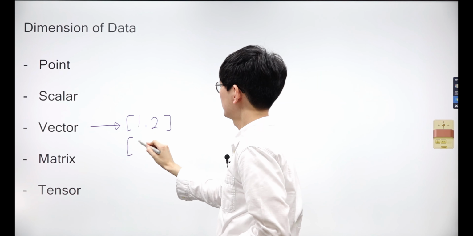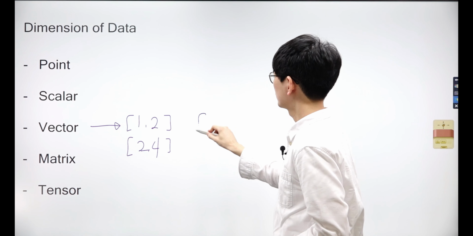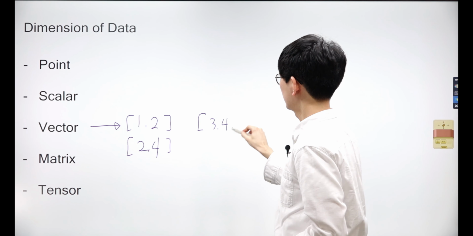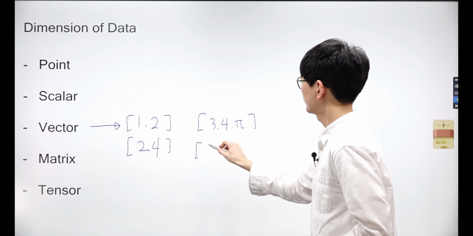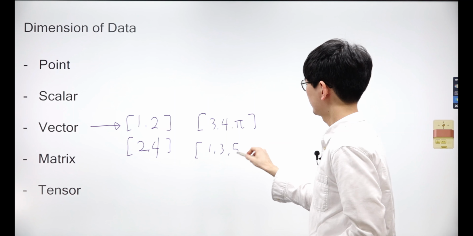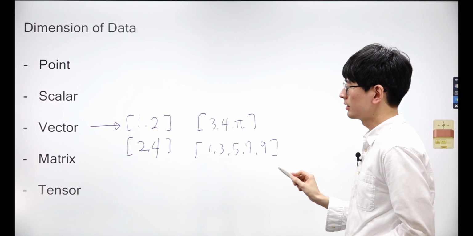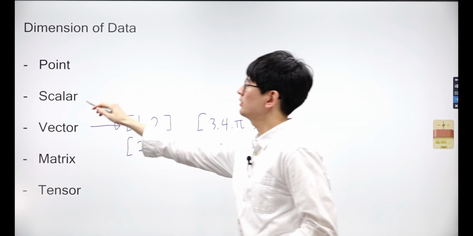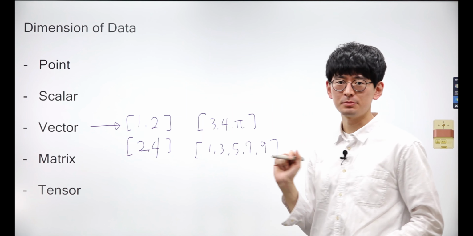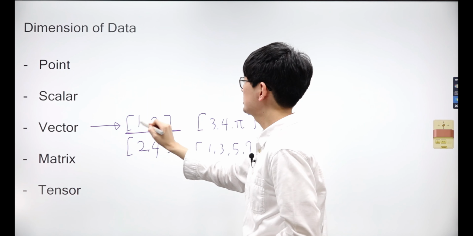Let's think about vectors. Vectors can be thought of as a list of two scalars, like this, or it can be a list of three scalars, like this. And it can even be a list of 5 scalars. That's why I said it's not mathematically correct to say that vectors are two-dimensional, and it's more accurate to describe vectors as data with one higher dimension than a scalar.